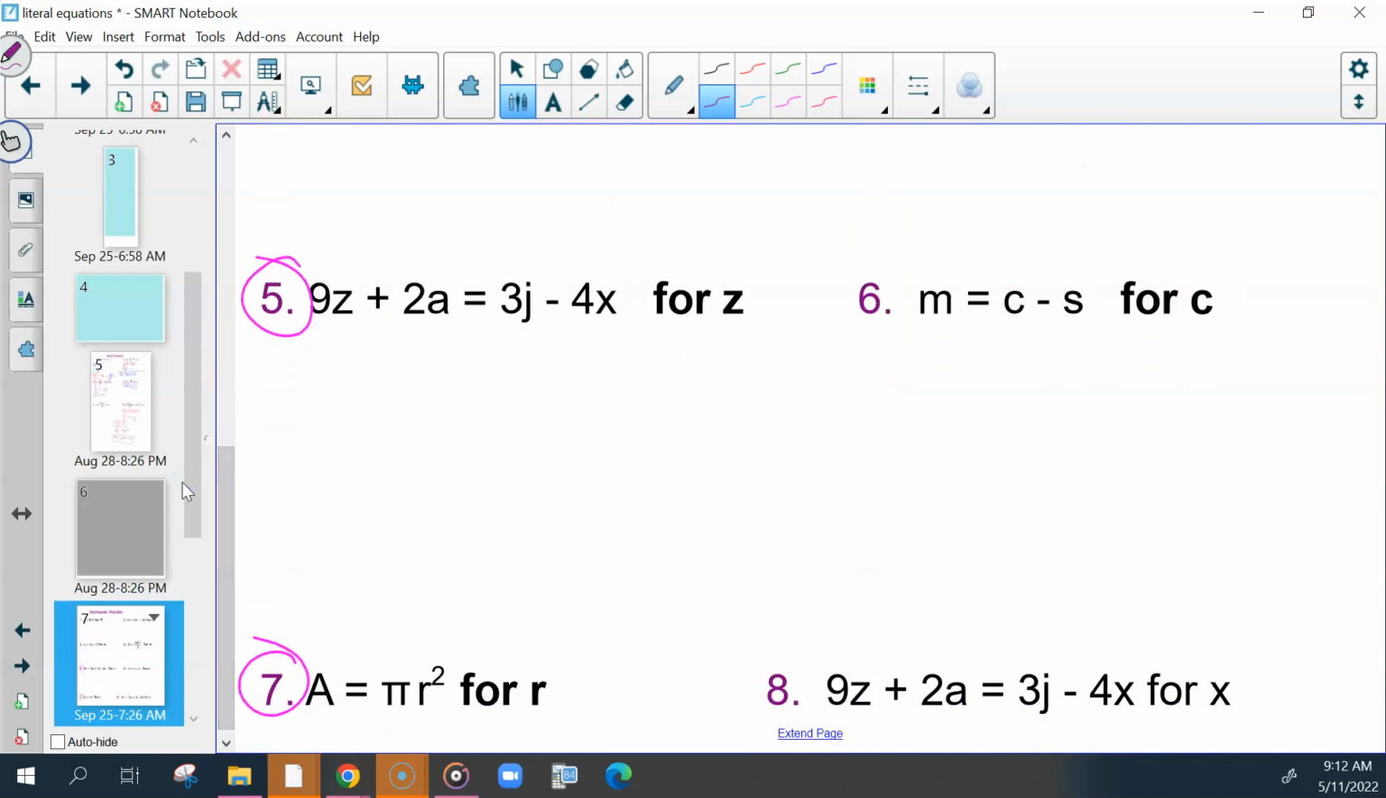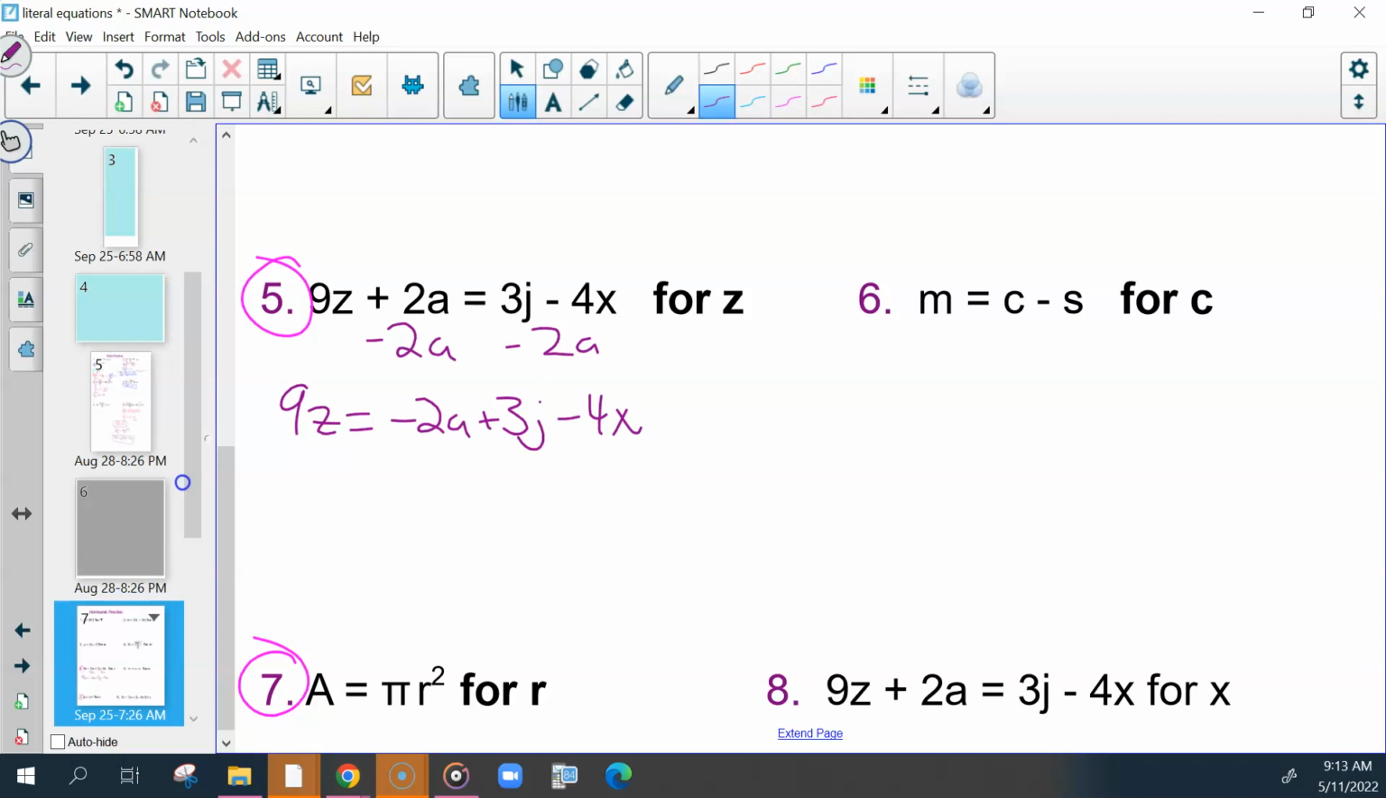If we're solving 5 for z, we need to get rid of 2a. So we're going to move that to the other side. None of these are like terms, so we're just going to move it to the other side. You can put it in alphabetic order, if you want, negative 2a plus 3j minus 4x. And then divide everything by 9.